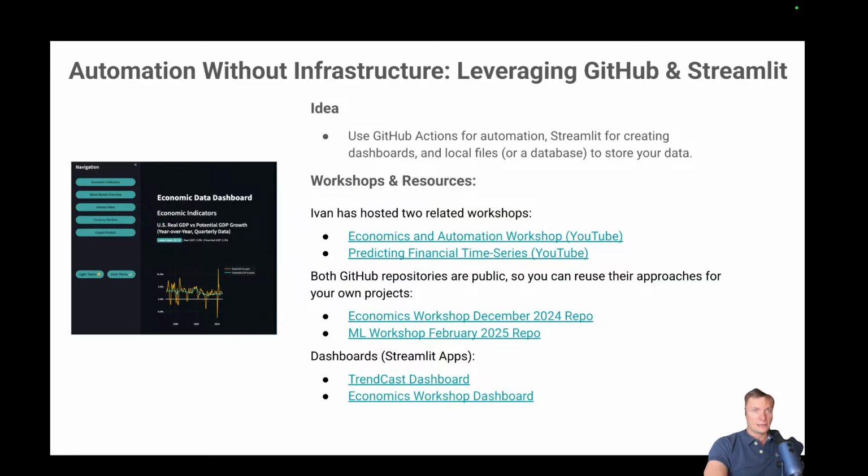Also, I had 2 workshops last year, and I think that's a great idea if you want to automate without infrastructure. That means that you don't need to create Docker images, you don't need to rent a cloud computer. You can leverage GitHub Actions for running a workflow, and use Streamlit to do visualizations. So all workshops are public. Here are YouTube recordings, repositories, and dashboards.